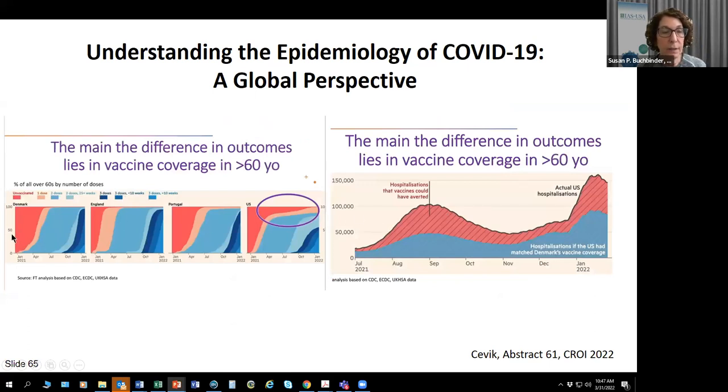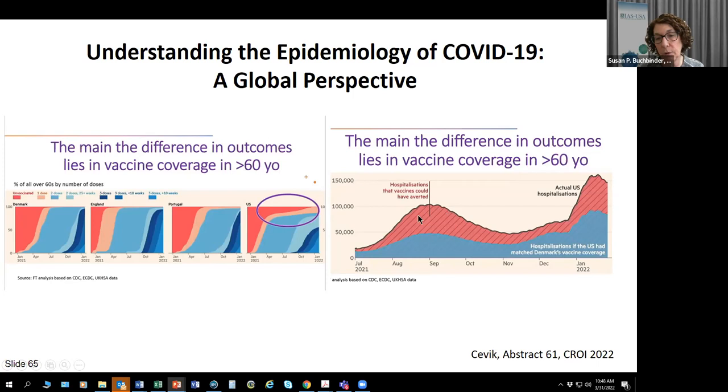One of the interesting things she pointed out was data on the proportion of everyone over the age of 60 by the number of doses of vaccine received in Denmark, England, Portugal, and the US. She was asking why we have a different pandemic in the US than in Western Europe, and she said the main difference lies in vaccine coverage. This red bar shows no vaccines, and you can see that it's extended much more substantially in the United States than in these other countries.